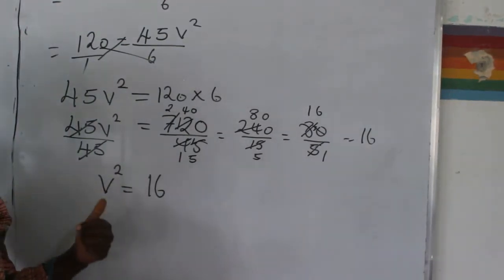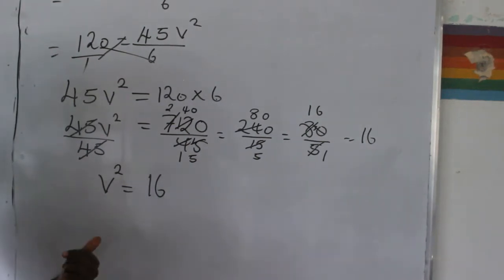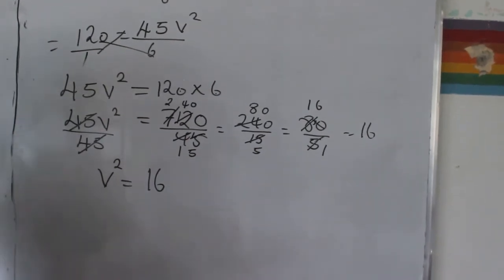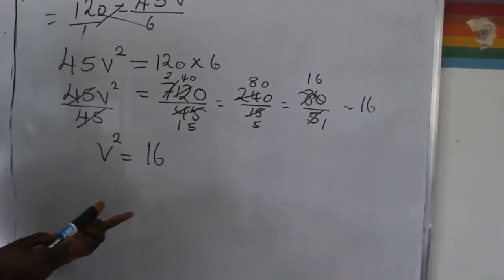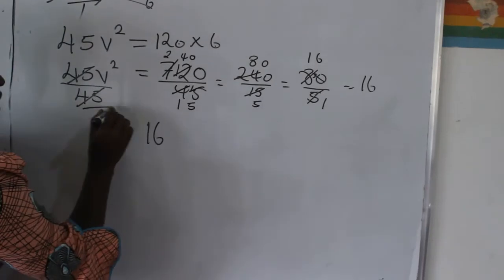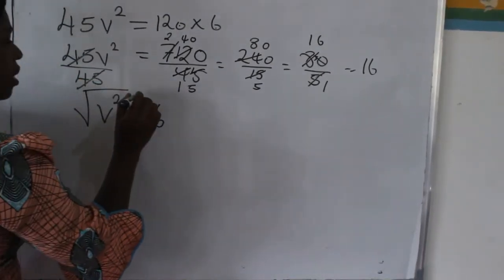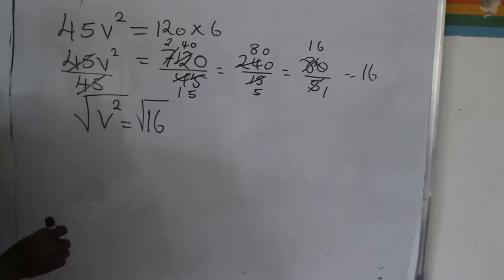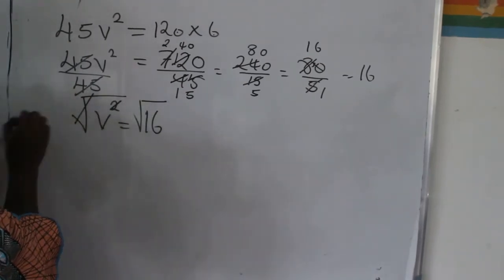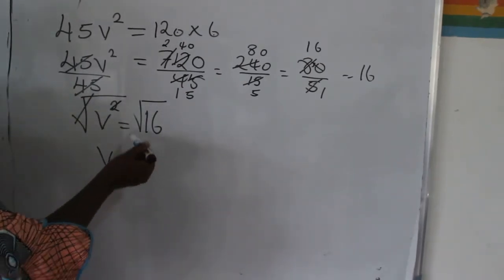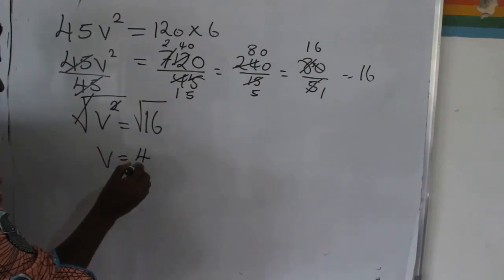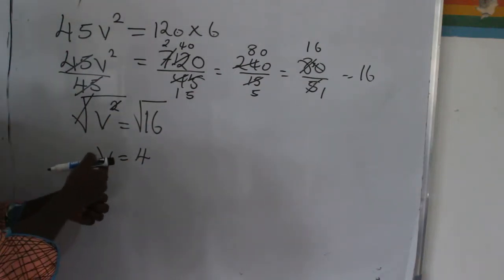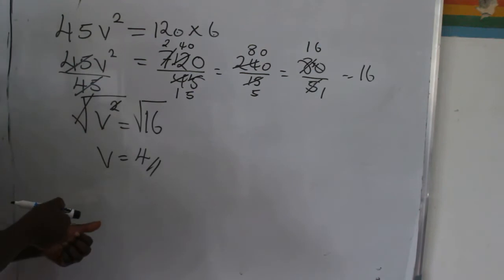But remember, we are not looking for v squared. We have to find the value of v. So what are we going to do? Of course, we take the square root of both sides. Take the square root of v squared, take the square root of 16. So this square will cancel the square root. v will be equal to, of course, we know the square root of 16. What is the square root of 16? It should be 4. So our v is equal to 4.